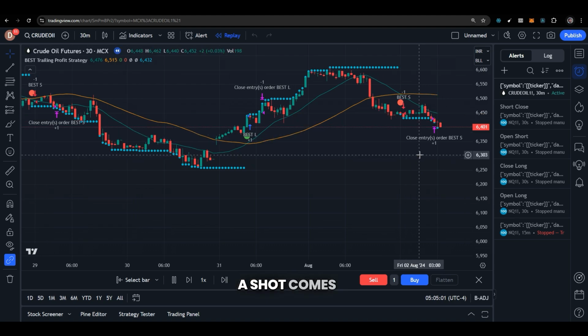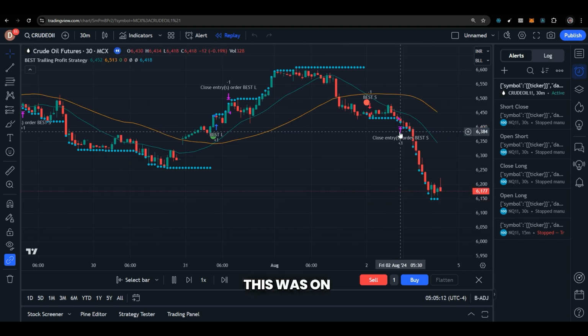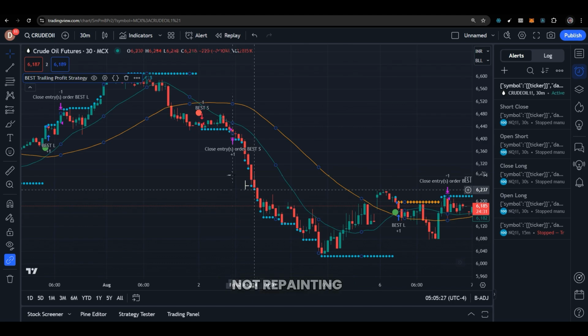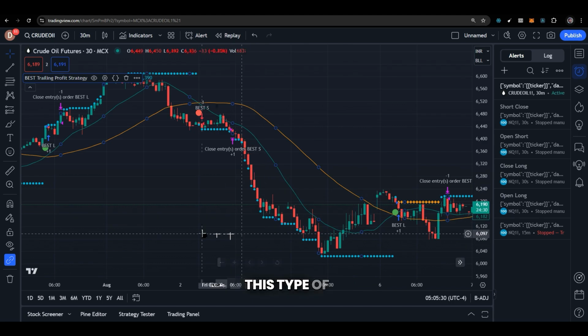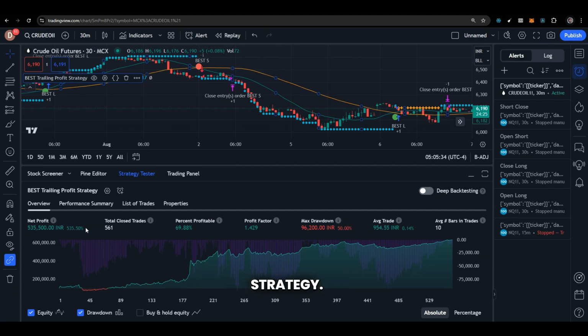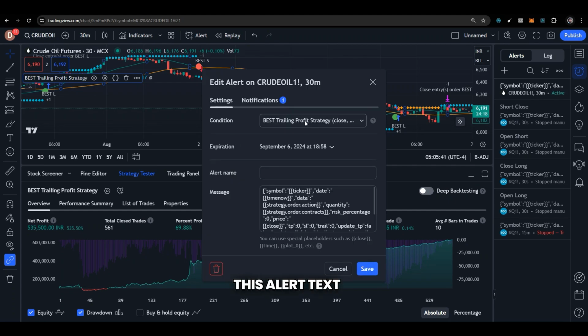Let's see whether a short comes or not. The close of this was at 6 p.m. Friday, and let's see whether the close comes correctly. So it is not repainting, and it is giving these types of valid returns, and we could definitely try this particular strategy. Just copy and paste this alert text, and that's all.